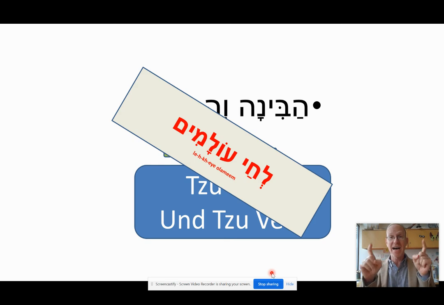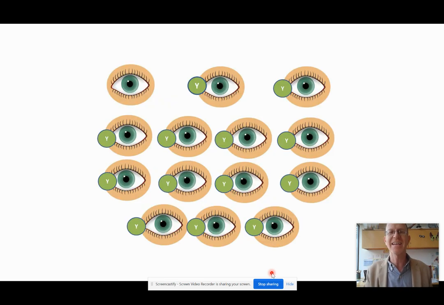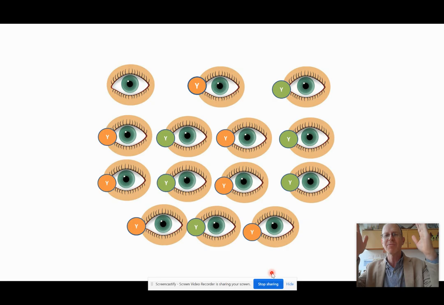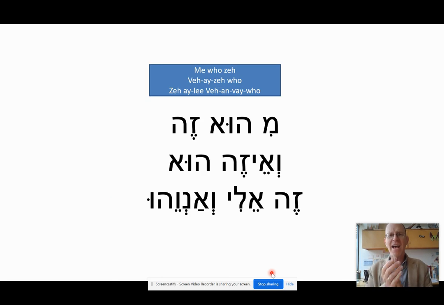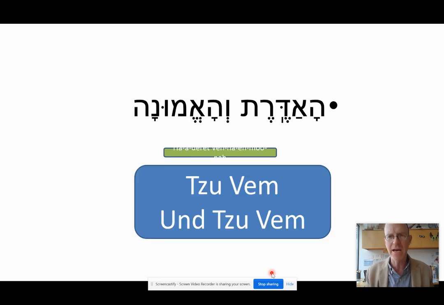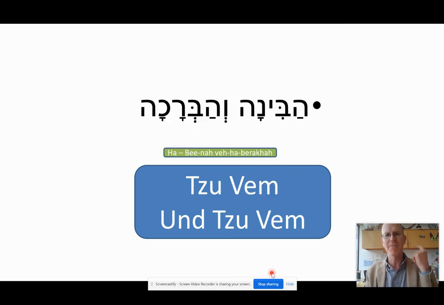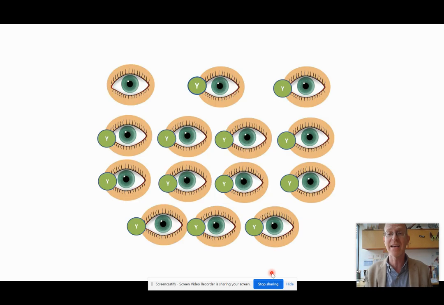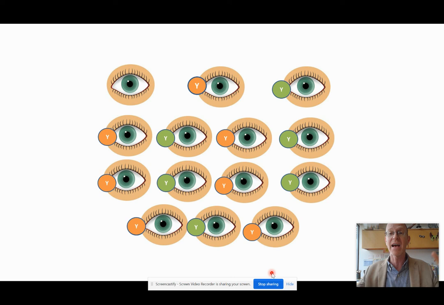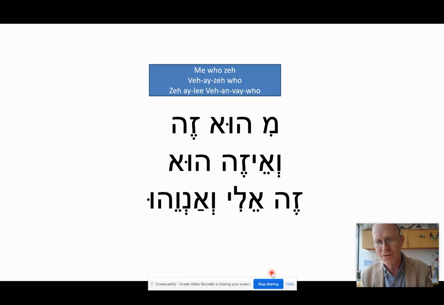And then we say le chaya olamim, and then I go ay, ay, ay. And we start clapping. Me who's that v'yezehu ze eli v'yanvehu. We'll try it again. Ha'aderet v'ha'emuna to them and le chai olamim habina vehabracha to them and le chai olamim, ay, ay, ay. Me who's that v'yezehu ze eli v'anvehu, Mihu ze v'yezehu ze eli v'yanvehu.